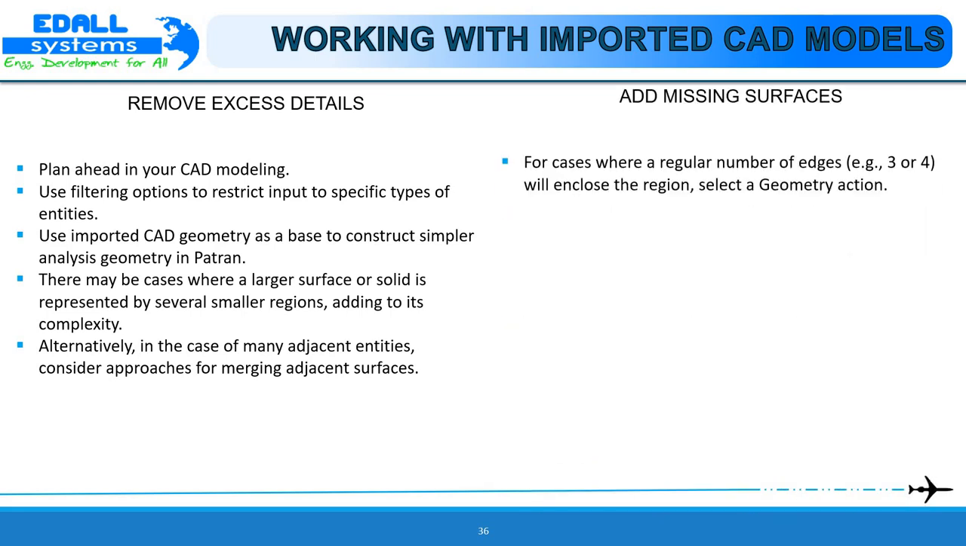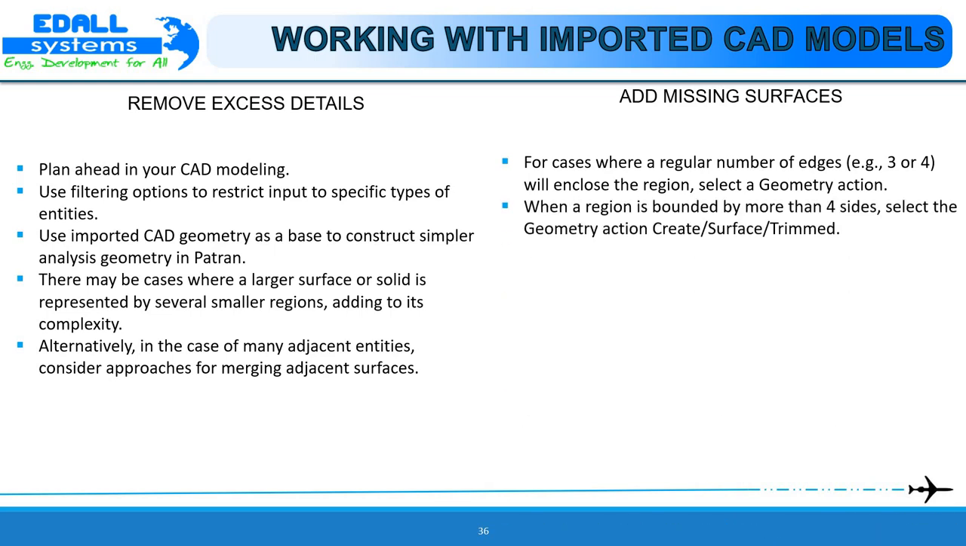Missing surfaces. For cases where a regular number of edges, for example 3 or 4, enclose the region, select a geometry action such as Create Surface Edge to fill in missing surfaces by specifying the edges of adjacent surfaces. When a region is bounded by more than 4 sides, select the geometry action Create Surface Trimmed. In this case, you may first create a composite curve representing the exterior boundary using either the Create Curve Chain option or the Auto Chain button on the Create Surface Trimmed form. An alternative to this is to break the region into several simple biparametric surfaces.